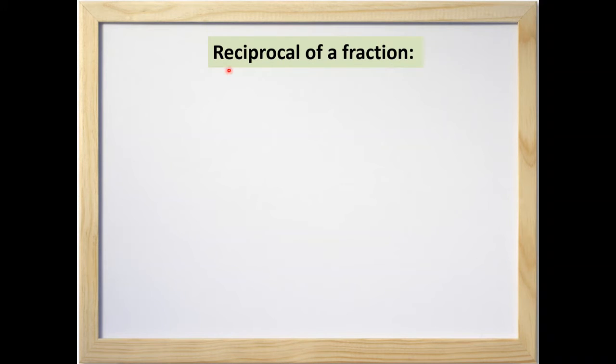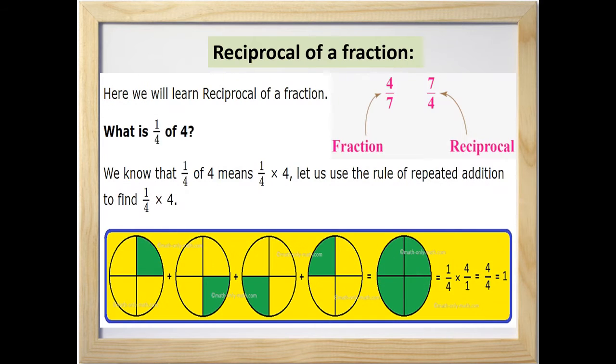Children, now we'll be learning the reciprocal of a fraction. What is the reciprocal of a fraction? Let us find the reciprocal of 4 by 7. How to find it? Simply by interchanging the numerator and the denominator. So we get 7 by 4. So 7 by 4 is the reciprocal of 4 by 7.